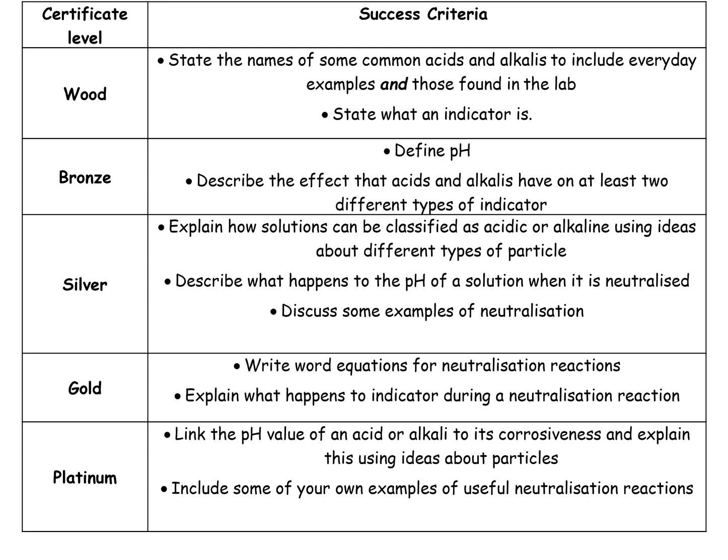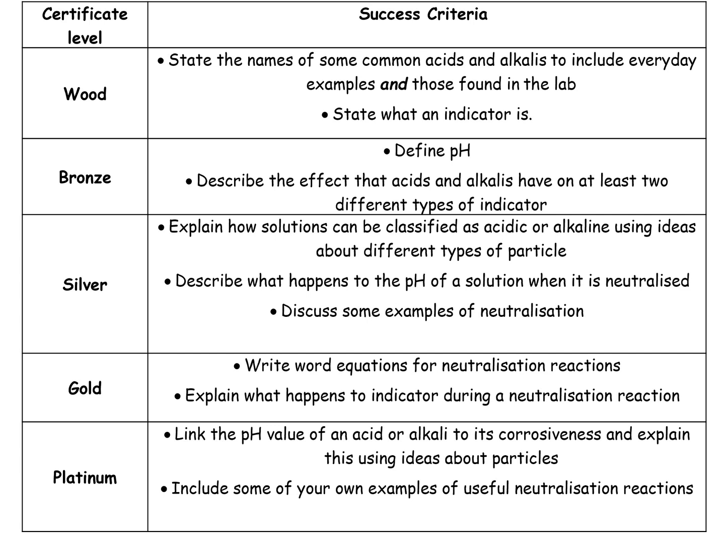For gold, again, you need to include everything from before. You would have a word equation for neutralisation reactions. And you would explain what happens to indicator during a neutralisation reaction. And for the highest level, platinum, you will, again, everything before, including this, link the pH value of an acid or alkali to its corrosiveness and explain this using ideas about particles. Include some of your own examples of useful neutralisation reactions.